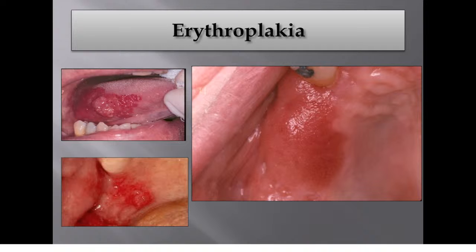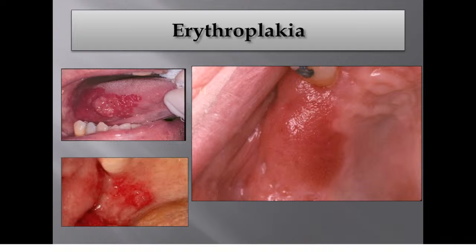Erythroplakia is defined as a fiery red patch that cannot be characterized clinically or pathologically as any other definable disease. Clinical appearance is characterized by a flat or even depressed erythematous change of the mucosa without a patch lesion. Both red and white changes in the same lesion are referred to as erythroleukoplakia.